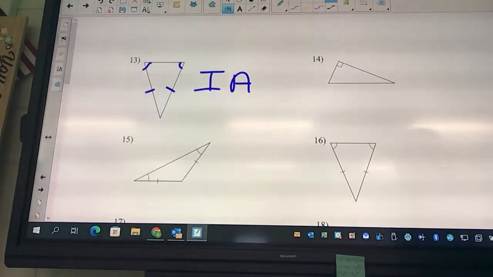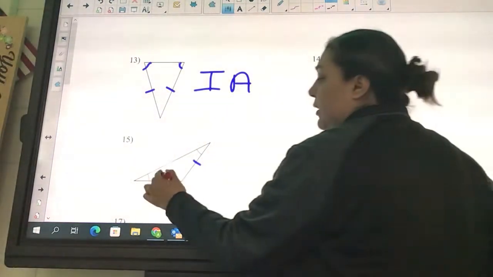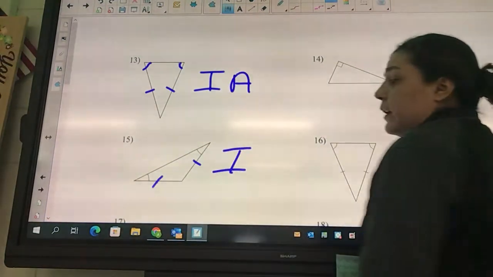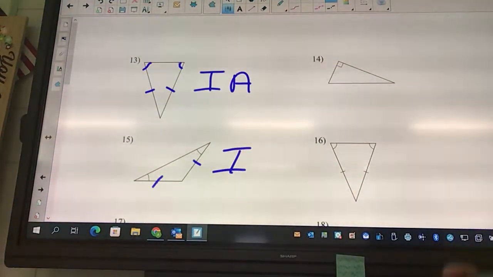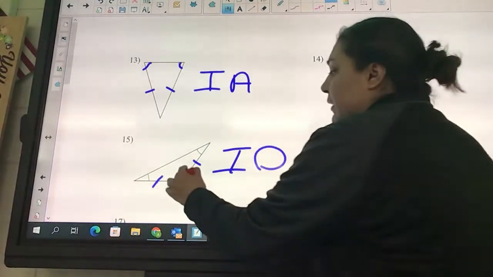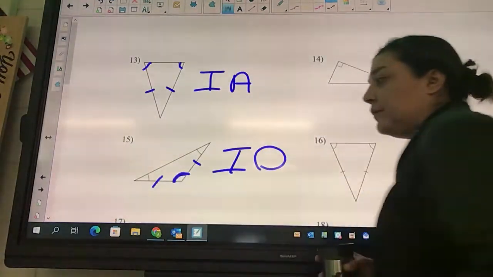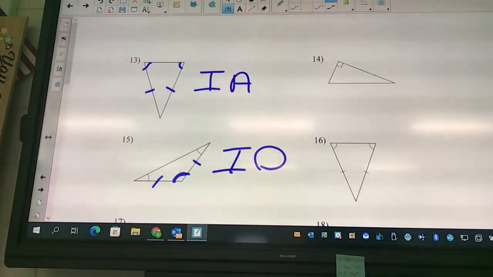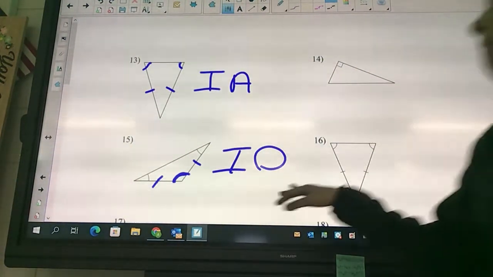Okay, 15. It's going to be isosceles. We know that these two sides are the same. And is it going to be acute, obtuse, or right? This angle is an obtuse angle. You can see that it's bigger than this, bigger than a right angle.